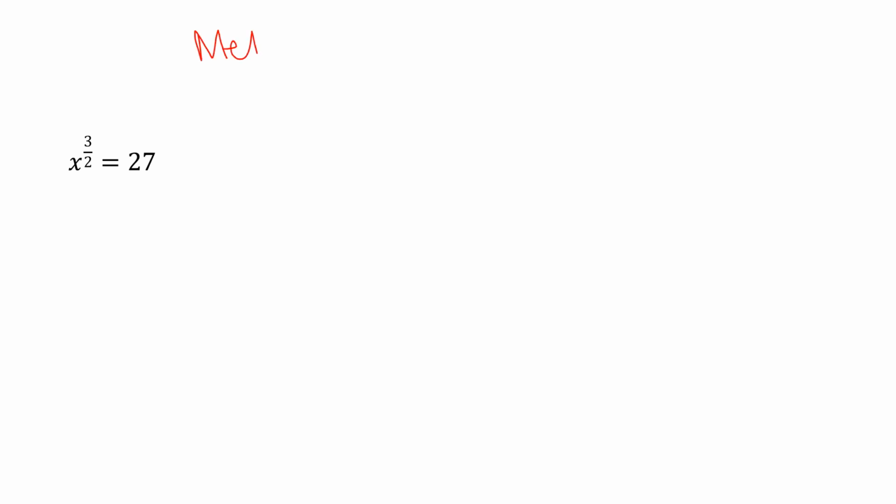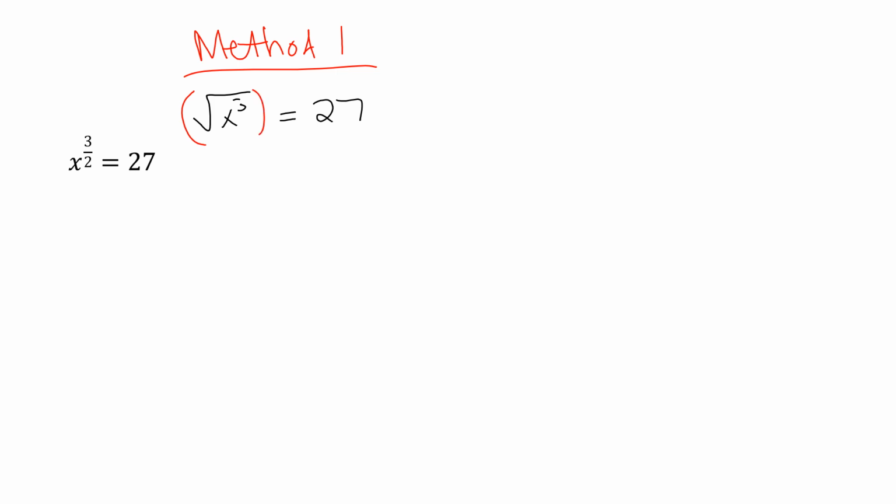Method number one is to treat it as a radical. So take this, and instead of having x to the 3/2 power, write it as a root. This would be the square root of x cubed equals 27. And the goal here is you're going to get rid of one thing at a time until the only thing left is x. So for starters, you have that square root kind of holding things down here.